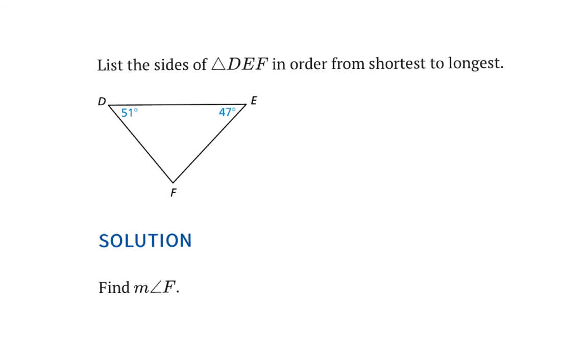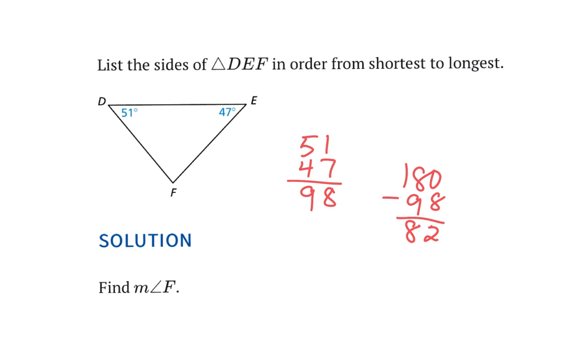Here's another example. Now list the sides of triangle DEF in order from shortest to longest. They've given me angle D is 51 degrees, angle E is 47 degrees. With a little arithmetic, I find out that the measure of angle F is 82 degrees. And now I'm asked to put the sides in order from least to greatest. Well, the smallest side would be opposite the smallest angle. That would be opposite angle E. So that would be DF. DF is less than, the next biggest angle is angle D. Its opposite side would be EF.